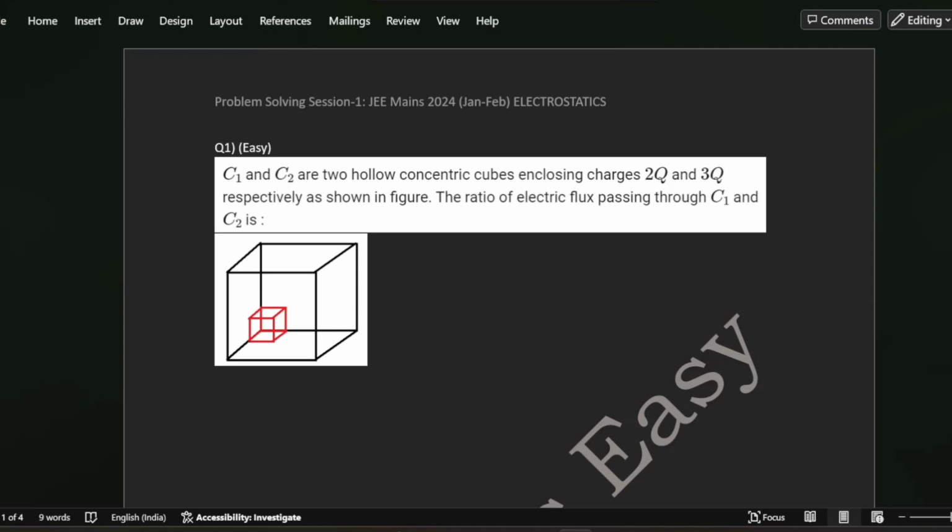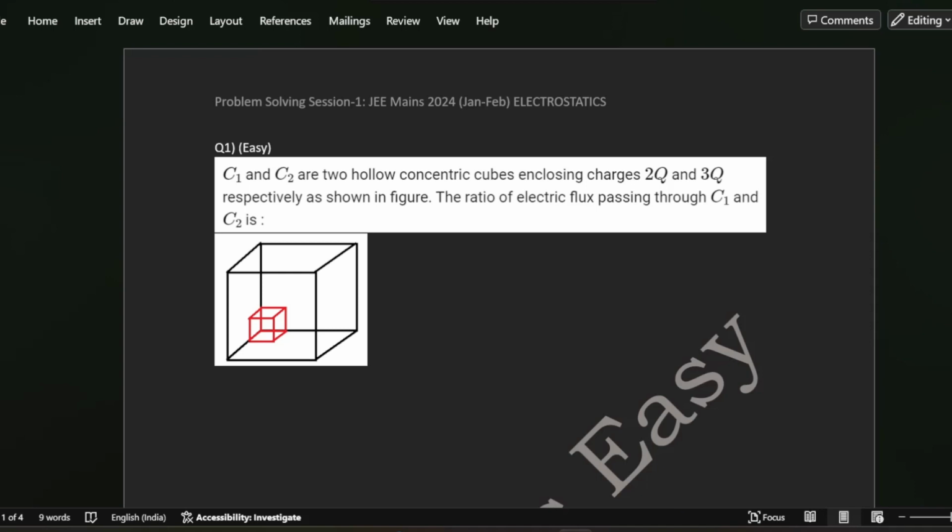So today we will be starting off with some of the questions which have been asked very recently in the JEE Mains examination, January to February attempt, and all these questions that we will be solving today will be from electrostatics. As you can see, the first question on the screen is a very easy question. Here you can see I have written the difficulty level of each question, so you can get a clear idea which type of questions they are asking and what the level of the questions is.